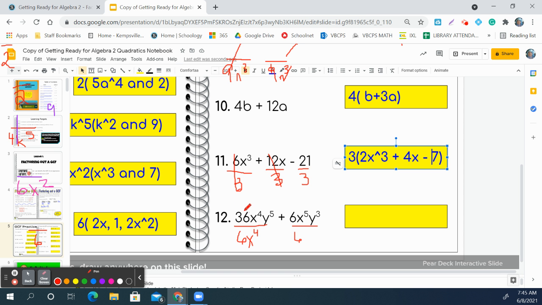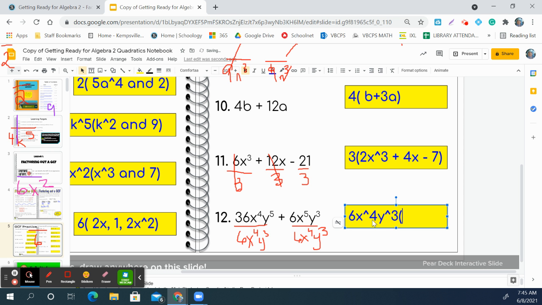So you want to look at the coefficients together. 36 and 6. The biggest common factor is 6. And then look at your x's. So that's x to the 4th. And then what about the y's? Y to the 3rd. So over here you would write 6x to the 4th, y to the 3rd.